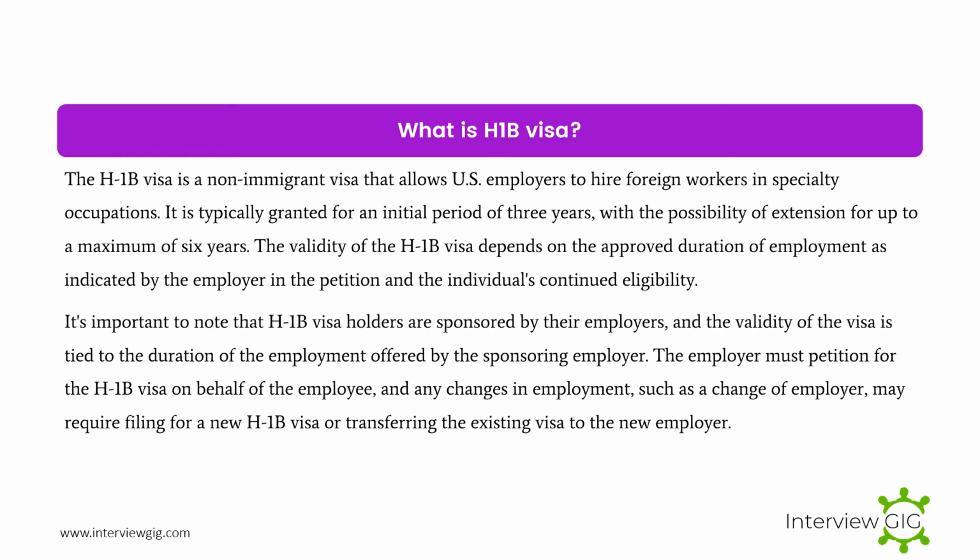What is the H-1B visa? The H-1B visa is a non-immigrant visa that allows U.S. employers to hire foreign workers in specialty occupations. It is typically granted for an initial period of 3 years, with the possibility of extension for up to a maximum of 6 years. The validity of the H-1B visa depends on the approved duration of employment, as indicated by the employer in the petition, and the individual's continued eligibility.